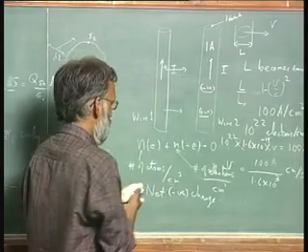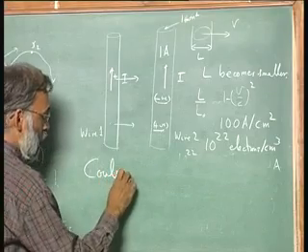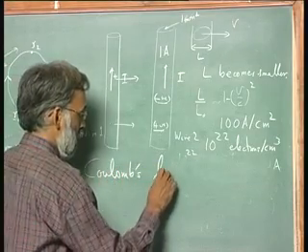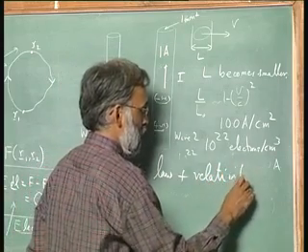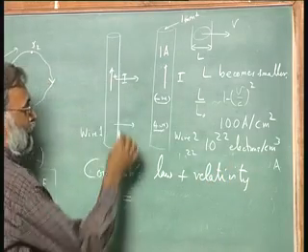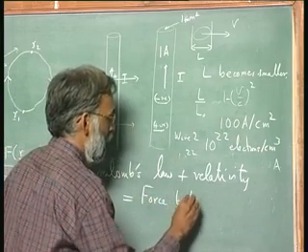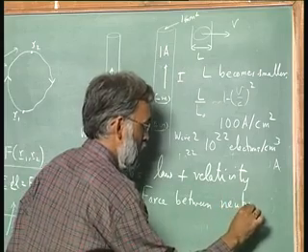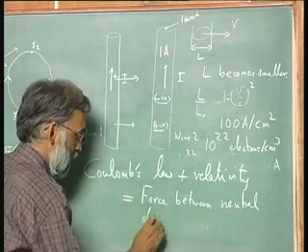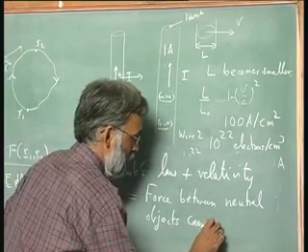So, the conclusion, which you can prove rigorously, is Coulomb's law plus relativity equals force between neutral objects carrying current.